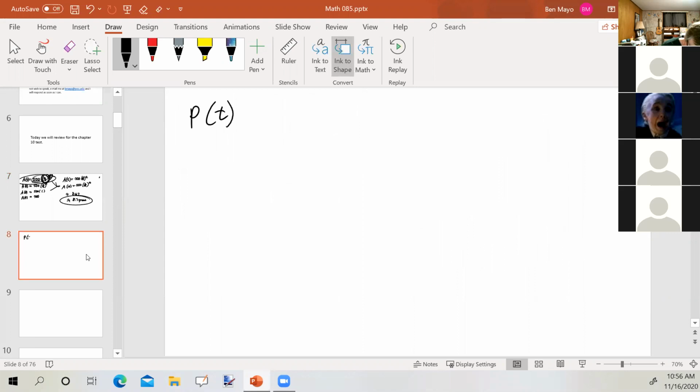Okay, take a look at this function. P of t equals 6 million times 2.3 to the t. It says a colony of 6 million bacteria were determined to be growing in the culture medium shown in the illustration. And there's a drawing of some petri dishes, but you don't need to see those.